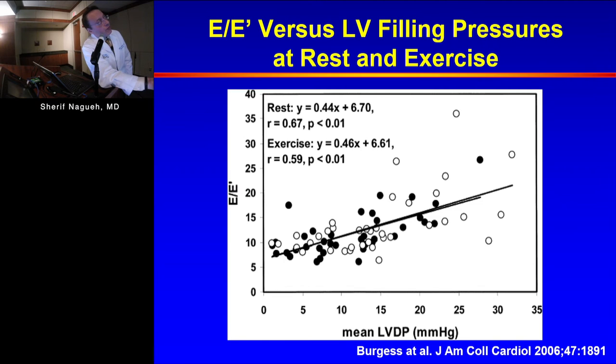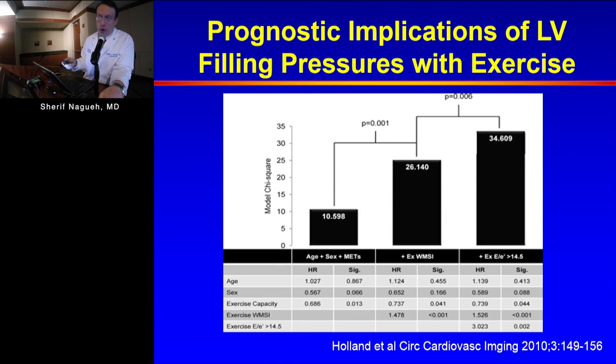Does that ratio relate to mean LV diastolic pressure during exercise? This is a study from Tom Marwick and his group published a number of years ago showing the relation with exercise. And yes, you see a significant relation in the open circles between mean LV diastolic pressure and E to E prime ratio. And this investigator, as well as several other investigators, looked at predictors of exercise tolerance. And consistently, one of the important predictors was E to E prime.